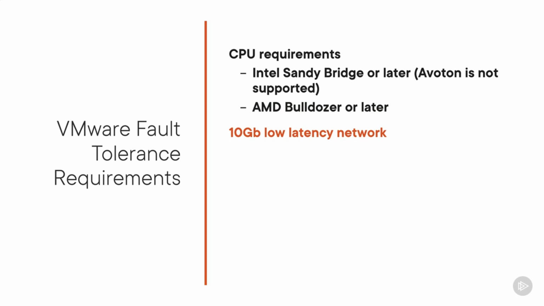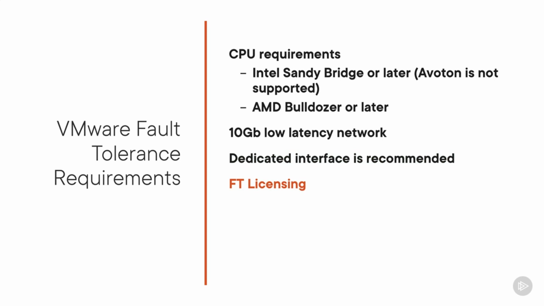You'll also need a 10 gigabit low latency network between the hosts running the virtual machines for the real-time synchronization of the memory between the hosts. And then a dedicated interface is recommended for VMware fault tolerance. You'll also need to meet the fault tolerance licensing requirements.